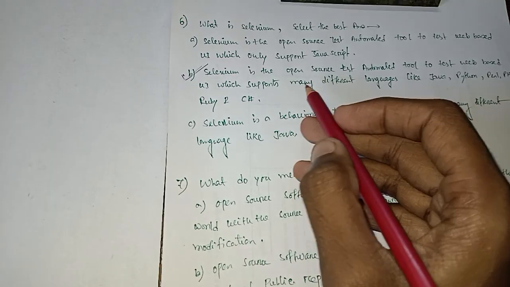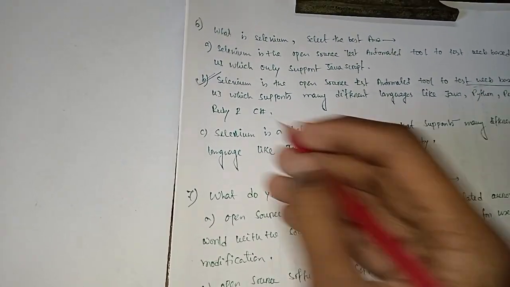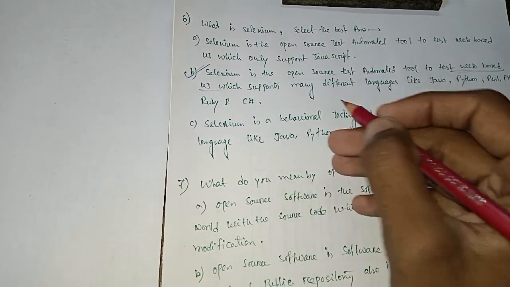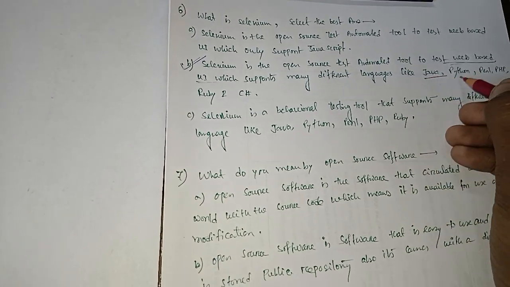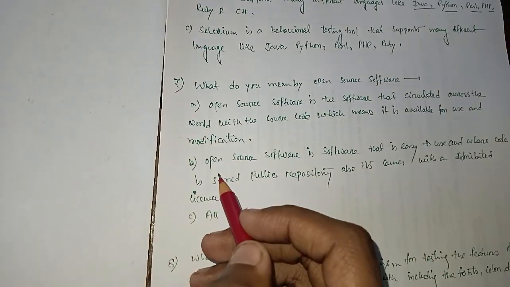So Selenium is an open source test automation tool to test web-based devices. What we need to test is an open source device to support various different languages: Java, Python, Perl, PHP, Ruby, etc. So this is the correct option.